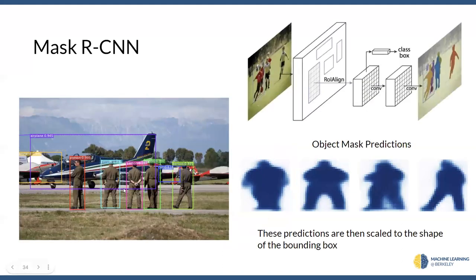So you guys can see some examples of this running. It's able to detect the different airplanes, and all the different people. You can see these mask predictions coming out, and these are corresponding to some people. Again, they're scaled to the shape of the bounding box because of RCNN, and then they're scaled back up to match the corresponding output.